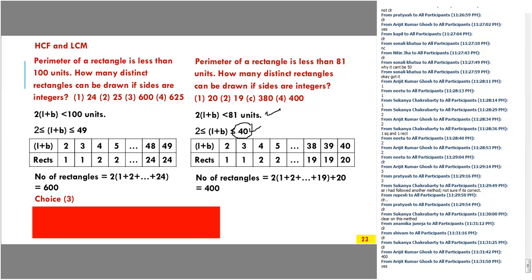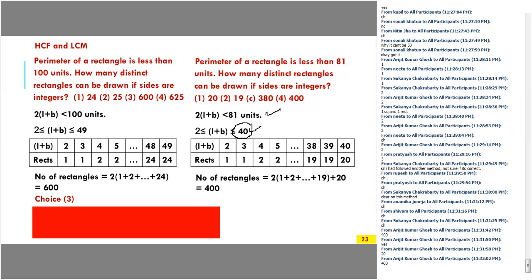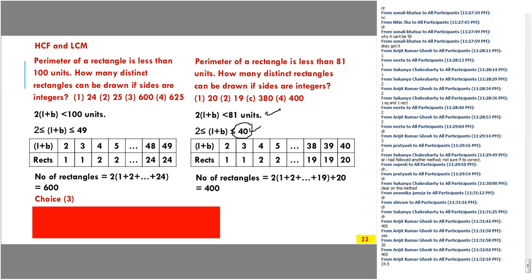Is 40 an even number? What is 40 by 2? What is 20 square? Here, what is 49 by 2?